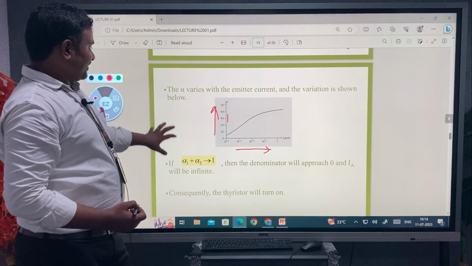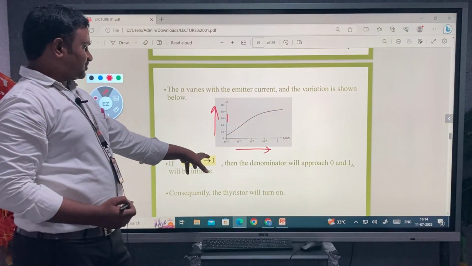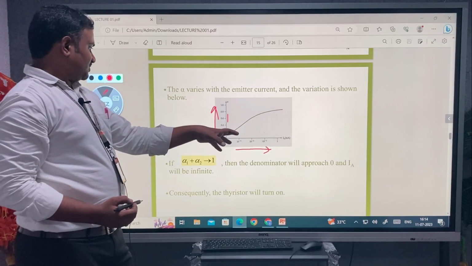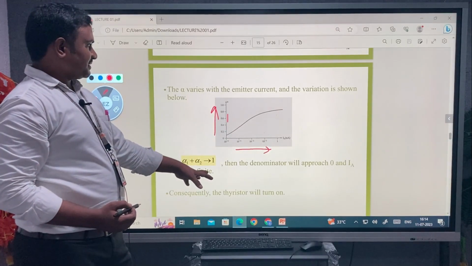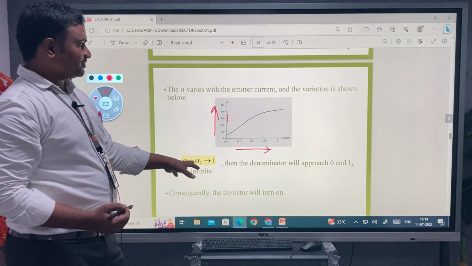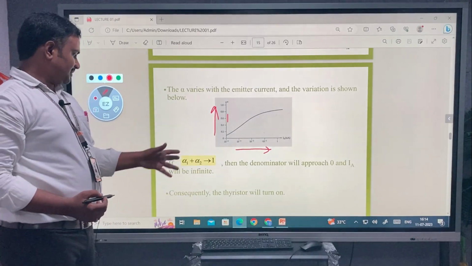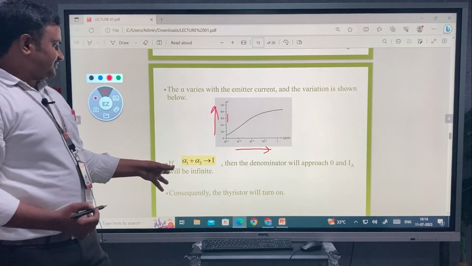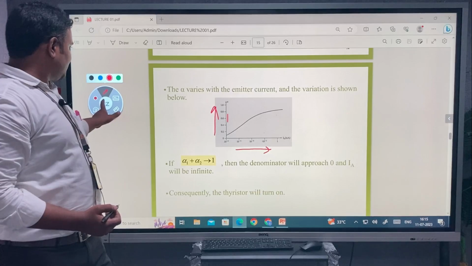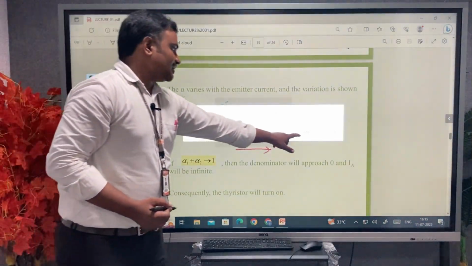So if alpha 1 plus alpha 2 tends to 1, then the denominator will approach 0, then IA will be infinite. So we have to adjust the alpha 1 and alpha 2 values to make the thyristor go into the on state. So consequently the thyristor will turn on. So this is how we operate the two transistor model of the SCR.